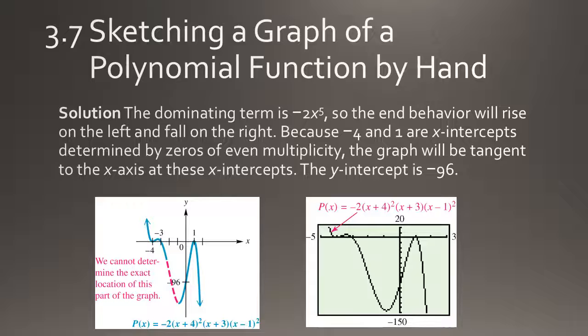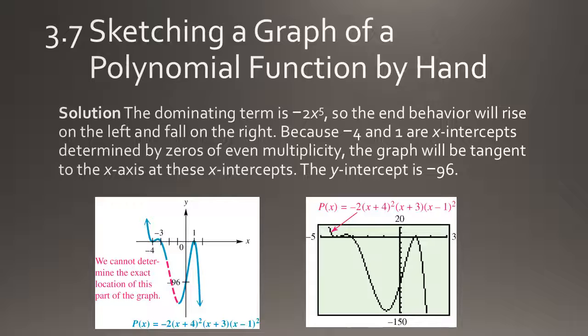Now, as we look at our factors, we have zeros of negative 4, negative 3, and 1. Negative 3 is a multiplicity of 1, so the graph is going to cross through the axis at negative 3. Negative 4 and 1 are both even multiplicities, so the graph will touch there but not cross through.